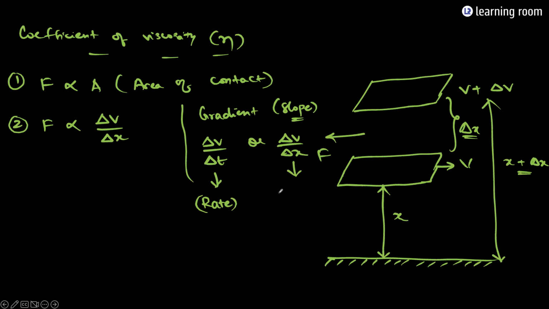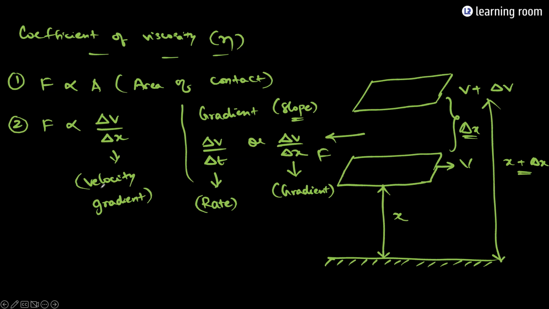This is given a suffix called gradient. So try to understand this. The first one is called rate of change of velocity, and the second one is called velocity gradient. Okay, what is this called? It's called velocity gradient. So whenever the denominator is change in displacement, you call it a gradient.